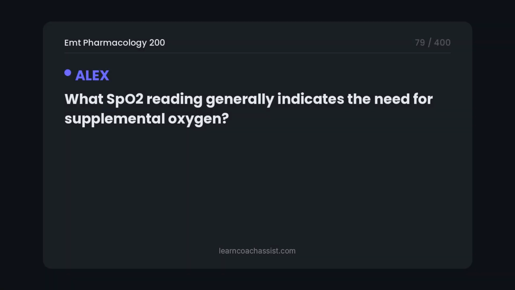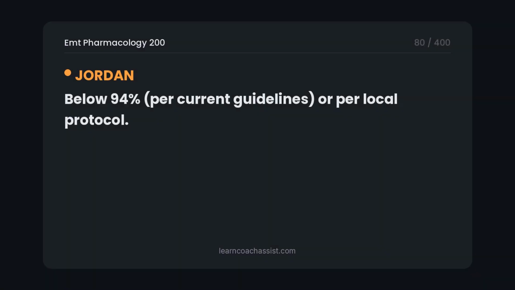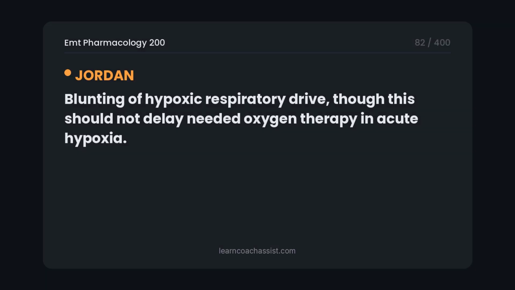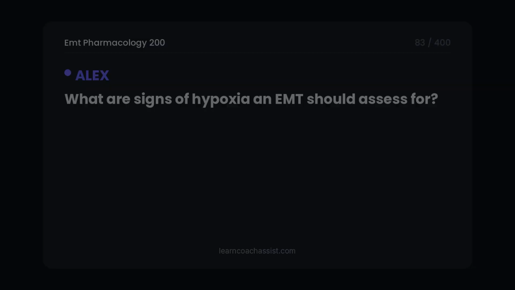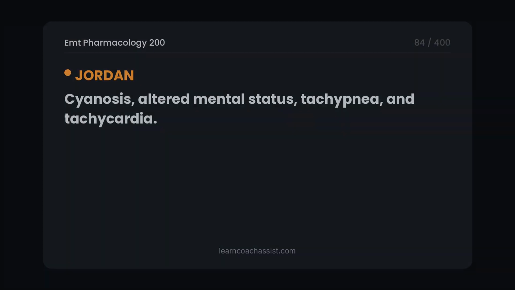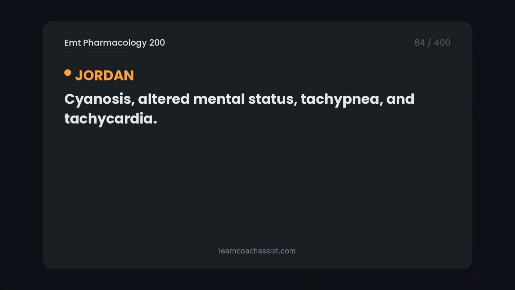What SpO2 reading generally indicates the need for supplemental oxygen? Below 94%, per current guidelines, or per local protocol. What is a potential risk of high-flow oxygen in some COPD patients? Blunting of hypoxic respiratory drive, though this should not delay needed oxygen therapy in acute hypoxia. What are signs of hypoxia an EMT should assess for? Cyanosis, altered mental status, tachypnea, and tachycardia.